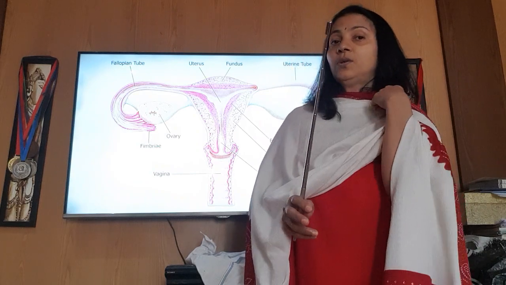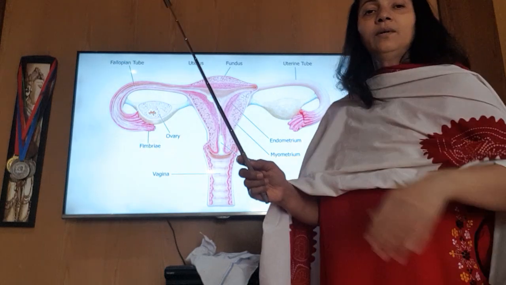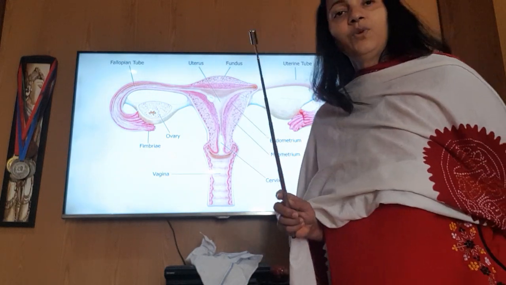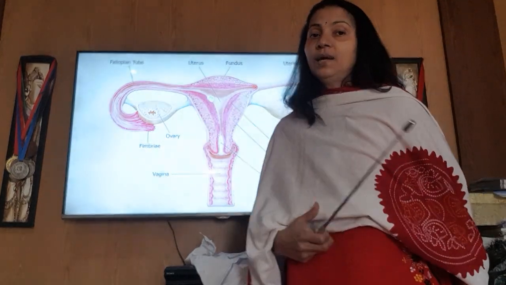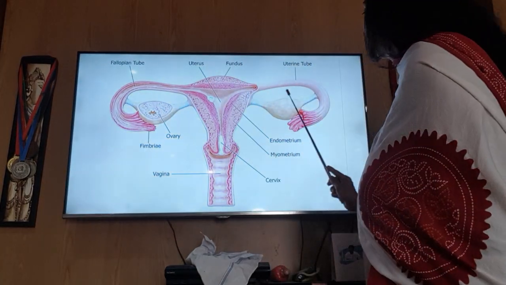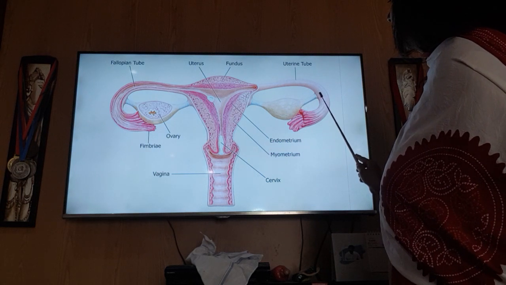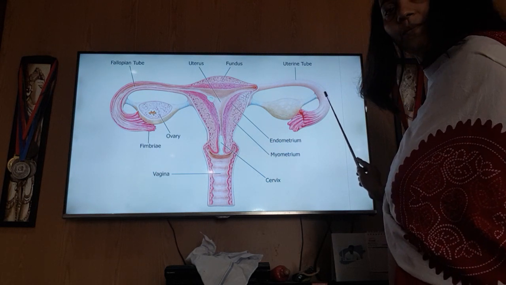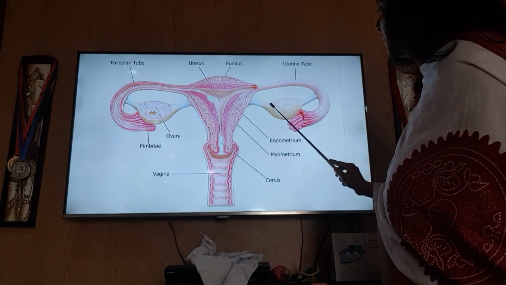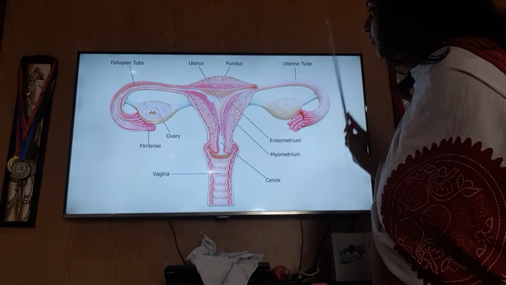Now we have got two ligaments of the ovary. One ligament connects it with the fallopian tube, and the other connects it with the uterus. See, one is connecting the upper pole with the fallopian tube, and this one is connecting the uterus with the lower pole.